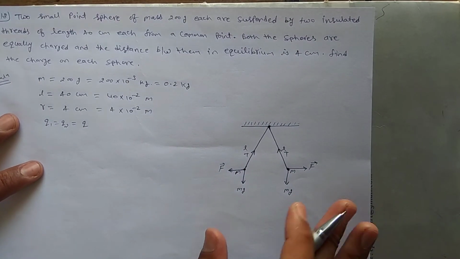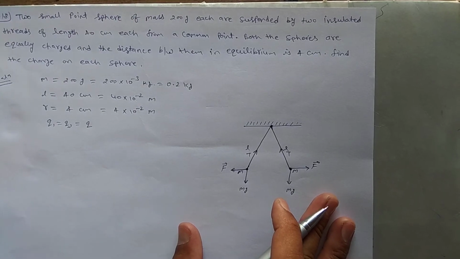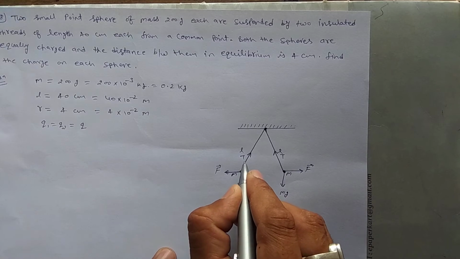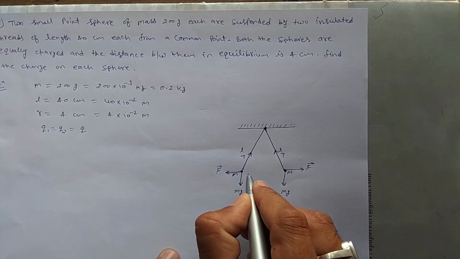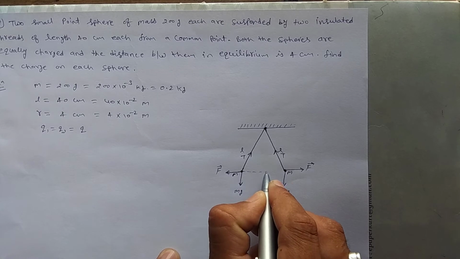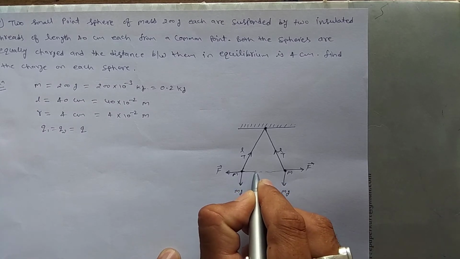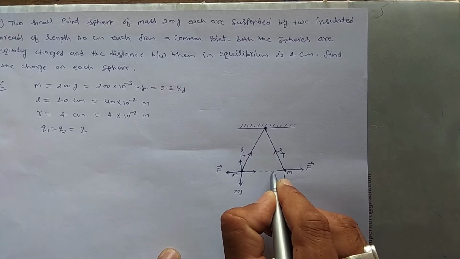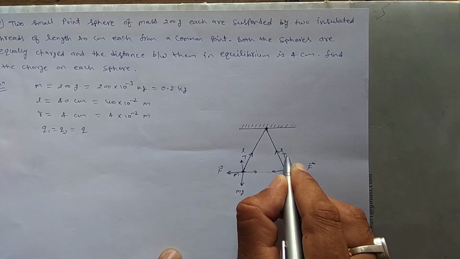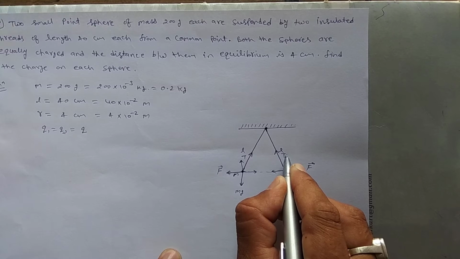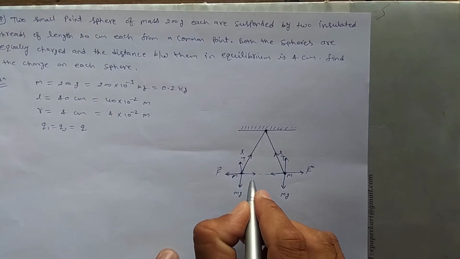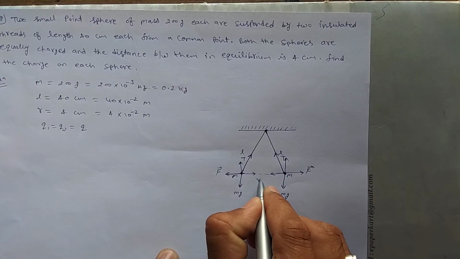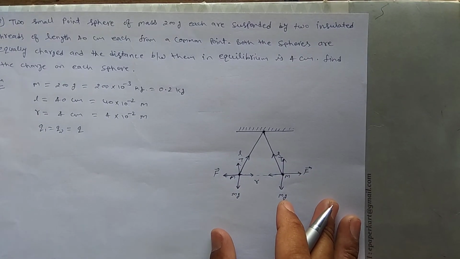Okay, now we decompose this tension force T into components, this component and this component. This is the equilibrium distance. This is R. Firstly, we find theta.